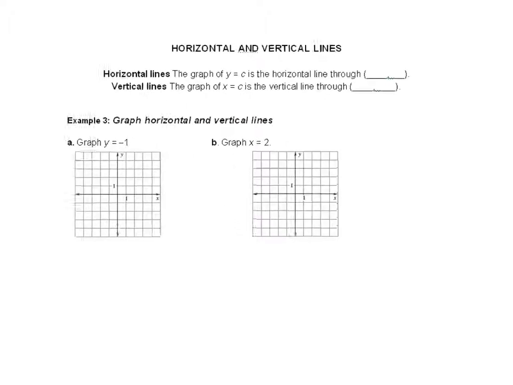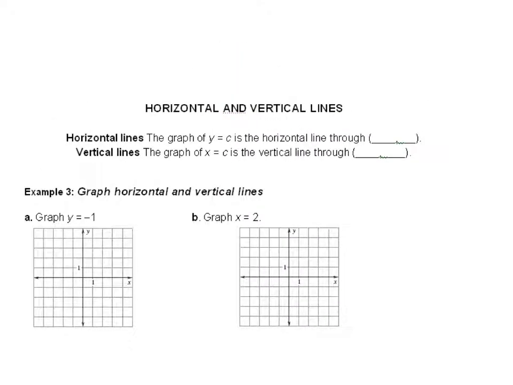Okay. Last thing I wanted to talk to you about today was, what about those horizontal and vertical lines? Alright, so horizontal lines, our text recommends to graph them. If we have y equals a number, it's going to be a horizontal line through the point (0, number). Vertical lines are going to be a graph x equals a number, and it'll pass through (c, 0).